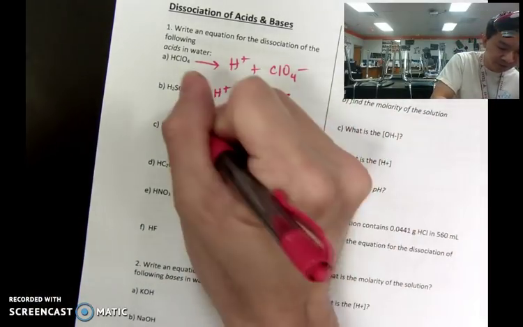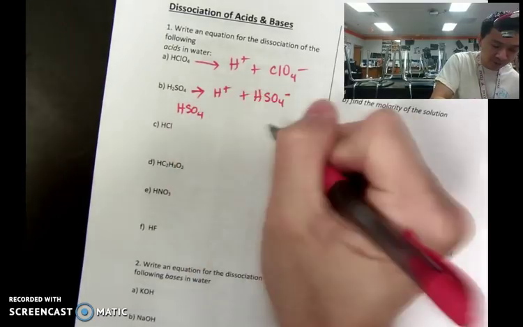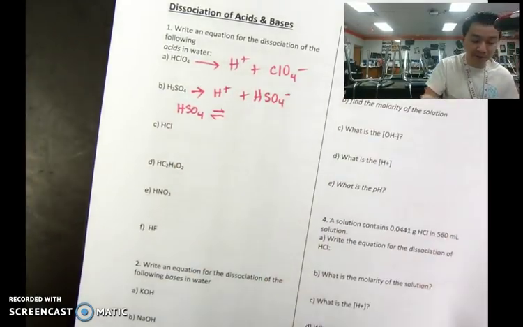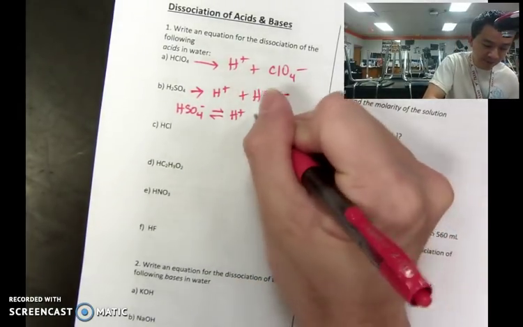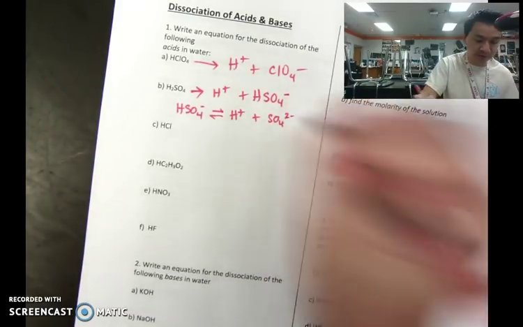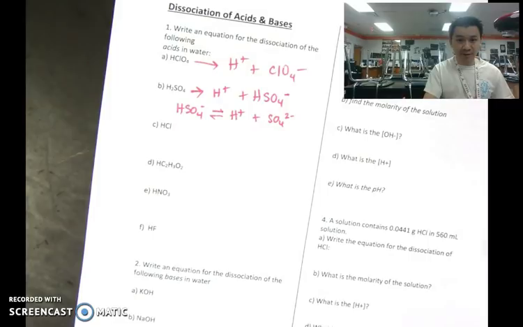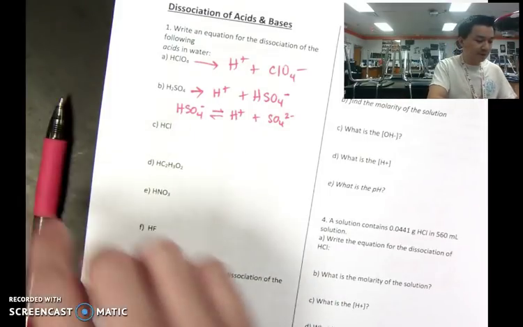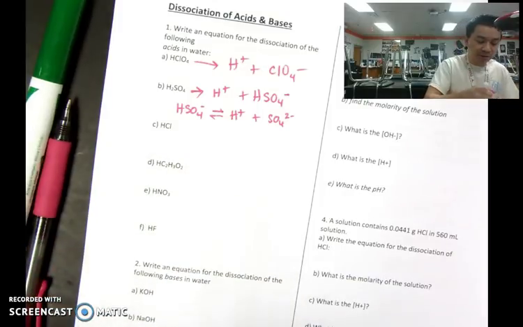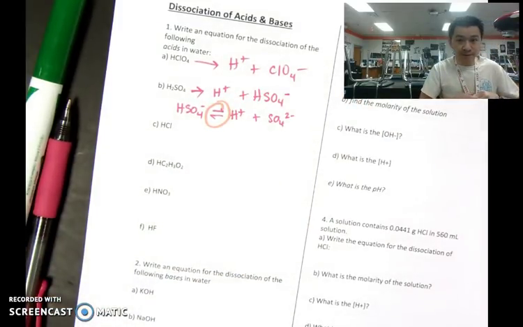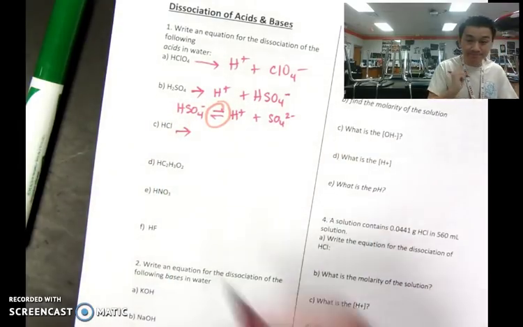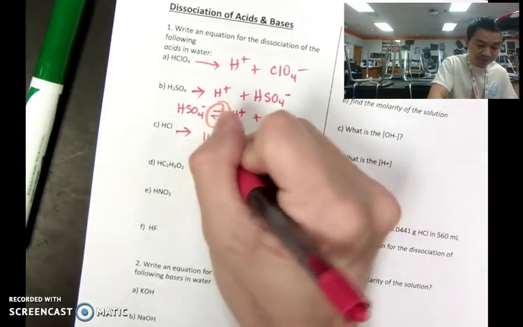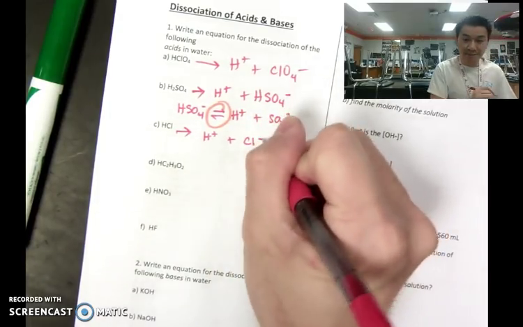And then HSO4 minus now acts as a weak acid. It's going to do that one more time: H plus and SO4 2 minus. And you'll see that this double arrow here indicates it's a weak acid because it can reverse. The reaction is reversible for weak acids. And so C, HCl, will split up into 2 ions. It's a strong acid. It's going to split into H plus and Cl minus.